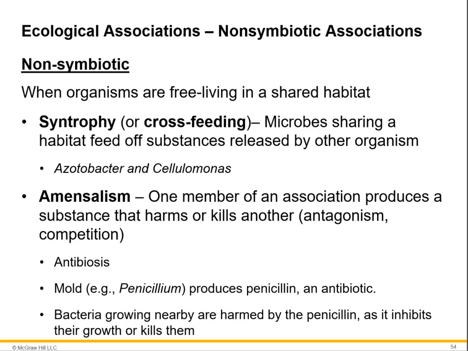Then you have amensalism. This is where one member of the association produces a substance that either harms or kills the other one. This can also be called antibiosis. And the example we'll talk about will be mold that produces penicillin, which kills nearby bacteria. And the goal of this is that the mold, penicillium mold, kills the bacteria in order to decrease competition on the resources in that shared habitat.